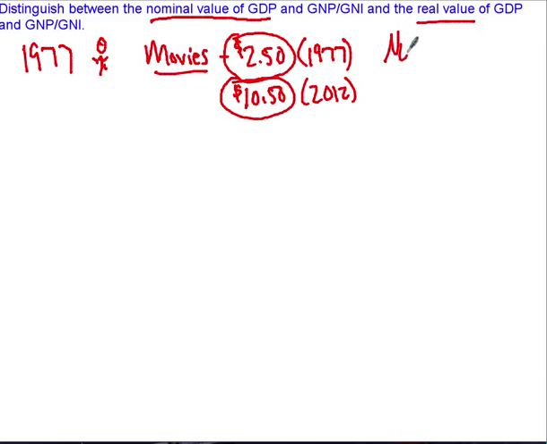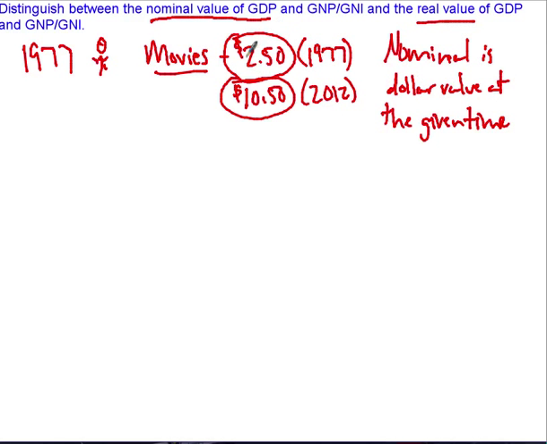So nominal is just the dollar value at the given time. If we look at the nominal price of a ticket in 1977, we would say that it's $2.50. The nominal value today is $10.50. A gallon of gas back then may have cost 30 cents as the nominal value, whereas today it costs $3.35, something like that.